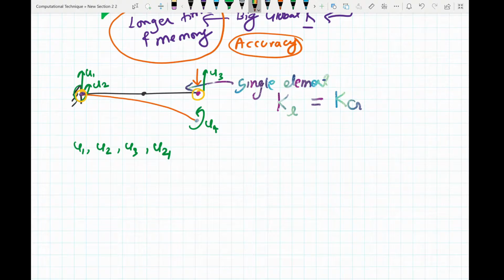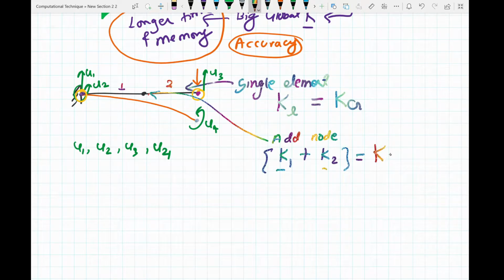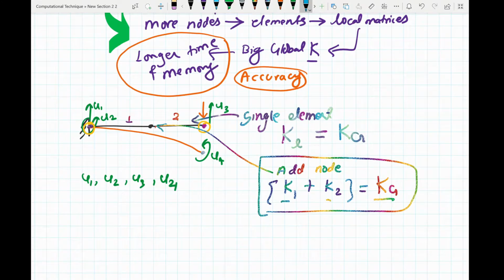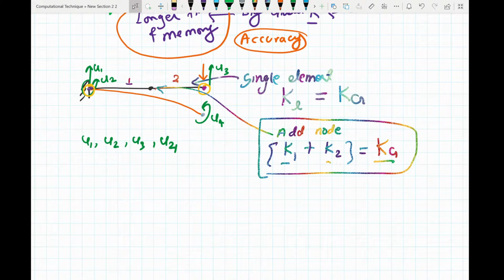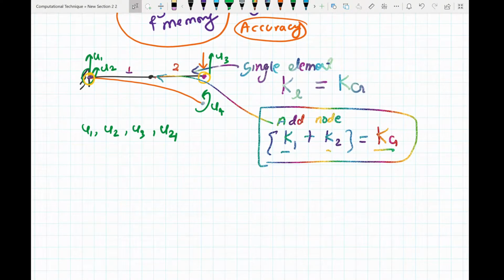One way of doing it is we add a node here, and we form two local matrices, K1 and K2. If this is element 1, element 2, then we'll add it up and then we'll obtain our global stiffness matrix and solve it. Now you see the problem here is that we increased our complexity. Now what shape functions allow us to do is they allow us to approximate this deflection here.